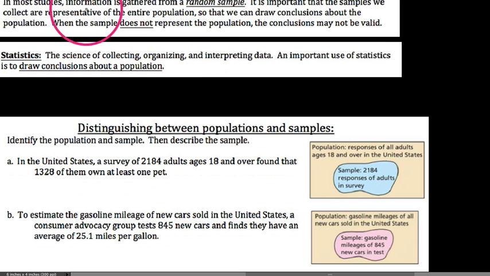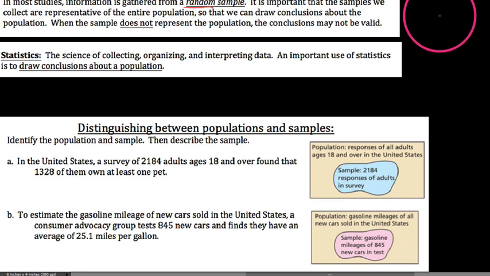We say that in most studies, information is gathered from a random sample. And of course, in the next module of videos, we'll talk about different sampling methods. But for a random sample, it's important that the samples we collect are representative of the entire population so that we can draw conclusions about the population based on the sample. So a couple things that I want to mention here. First of all, we want our sample to be good.